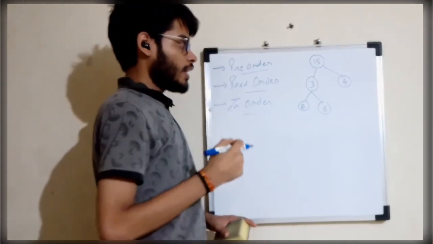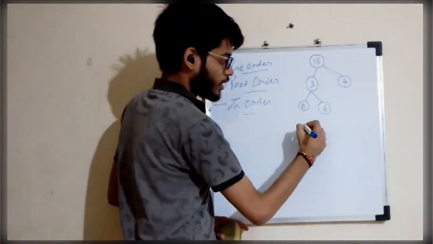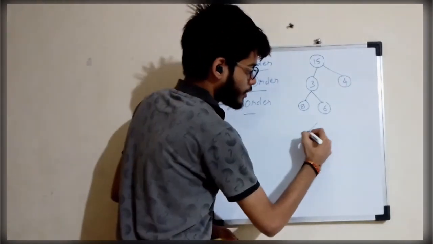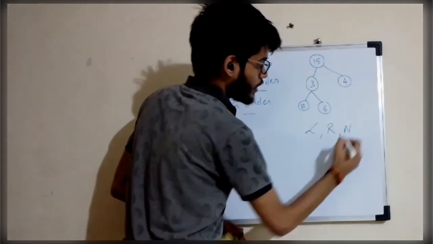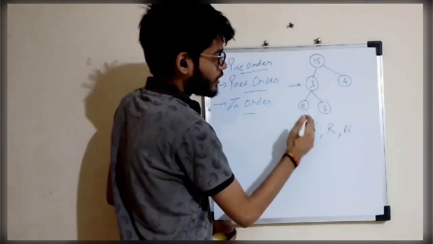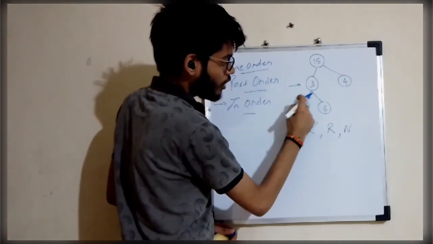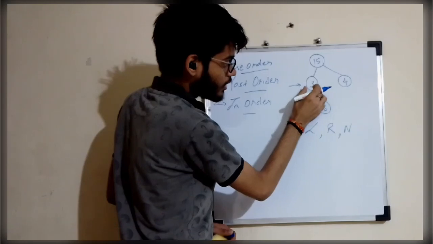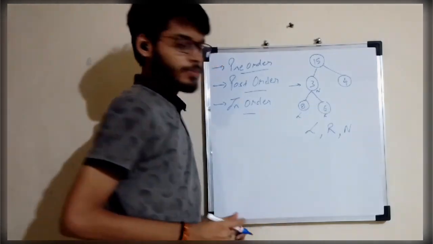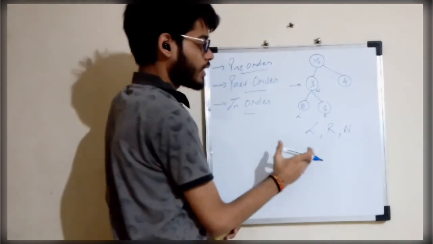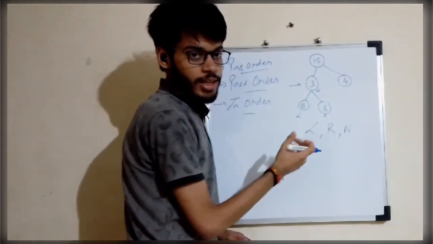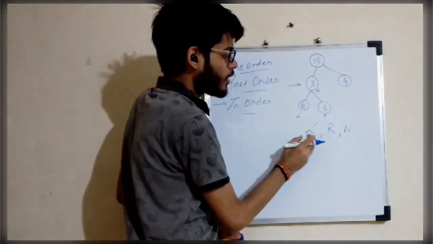I would like to give you a concept: always focus on these 3 things, left, right and node. With the context of this particular node, the left child of 3 is this, the right child is this, and the node is this itself. I want you to make it very clear that you have this left, right and node, you can say 3 pointers.